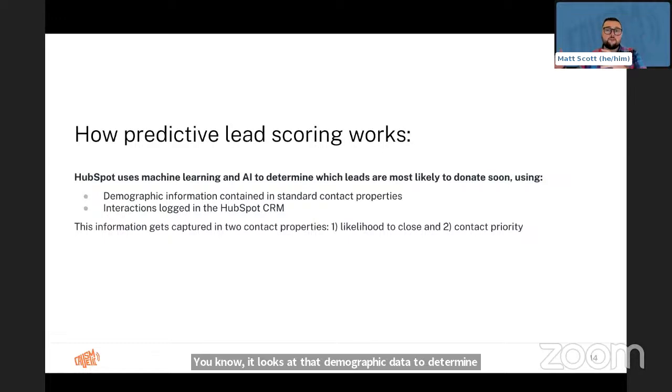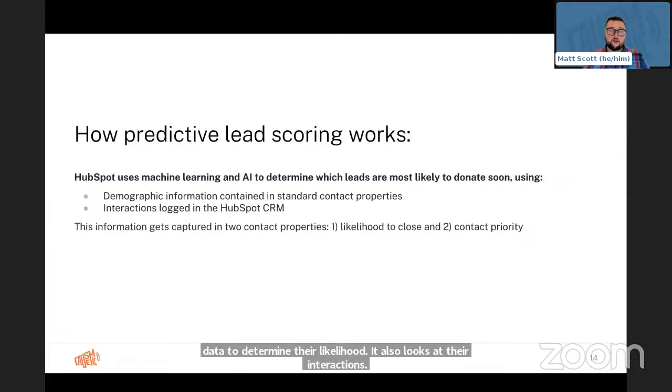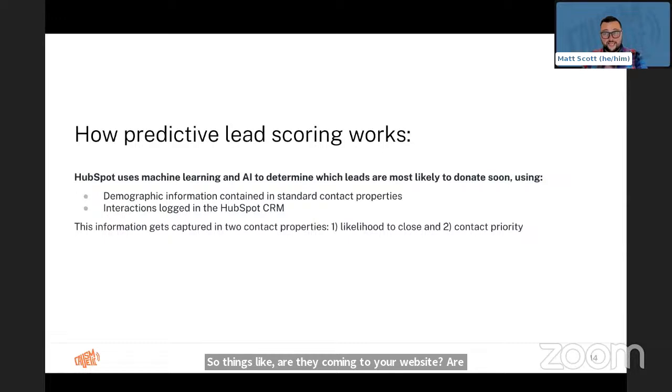It also looks at their interactions. So things like, are they coming to your website? Are they viewing your videos? Are they clicking on your emails? Are they attending a volunteer activation? It looks at both the demographic and interaction data, and it automatically calculates what their lead score is, and it adjusts it across your contacts.